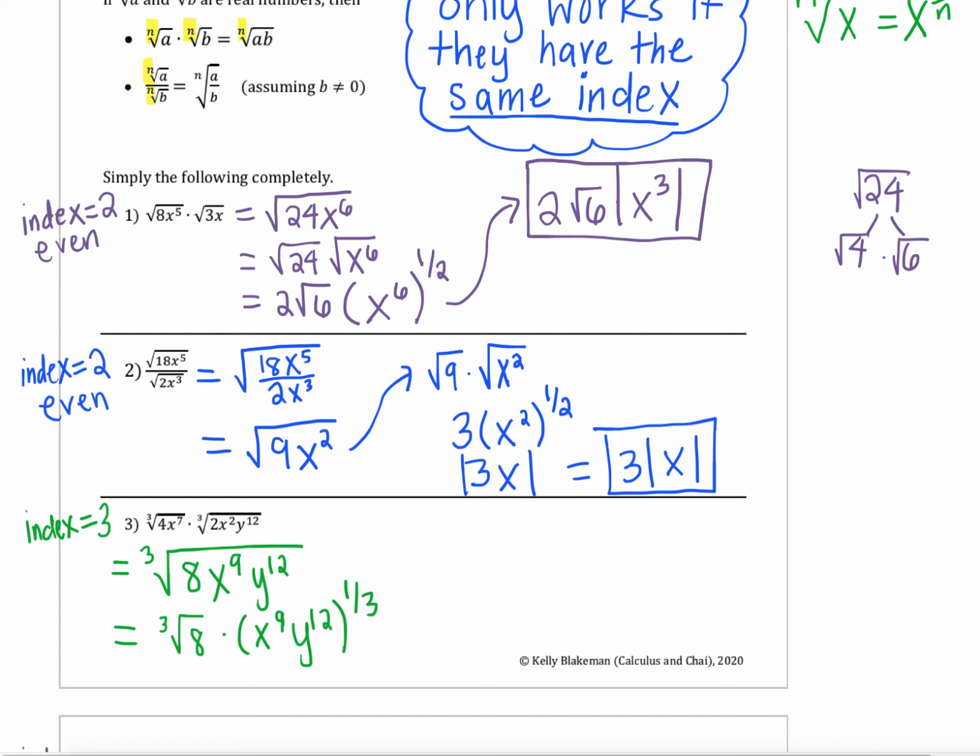Since our index is 3, that becomes 1 over our index, so 1/3 becomes our power. Now from here, we have quite a bit of simplifying we can still do. The cube root of 8 is going to give us 2.